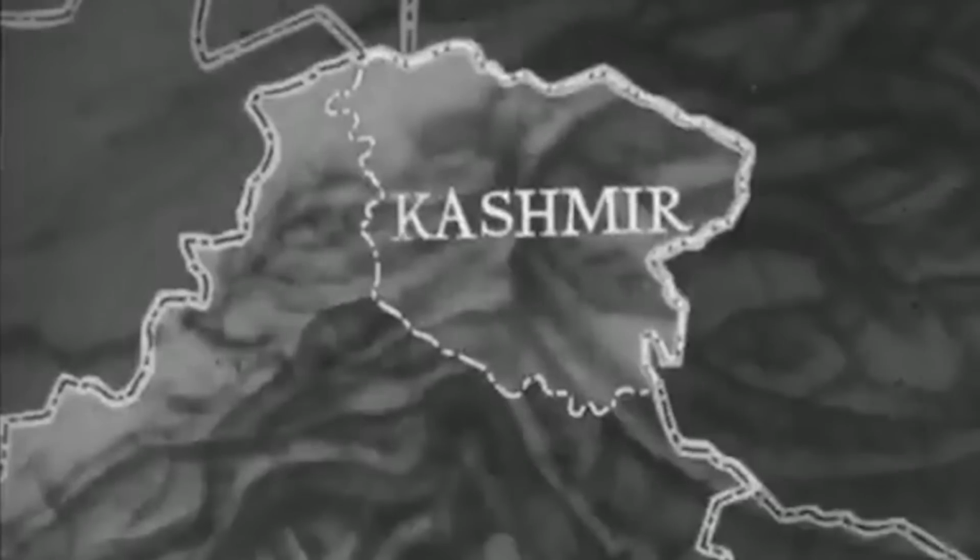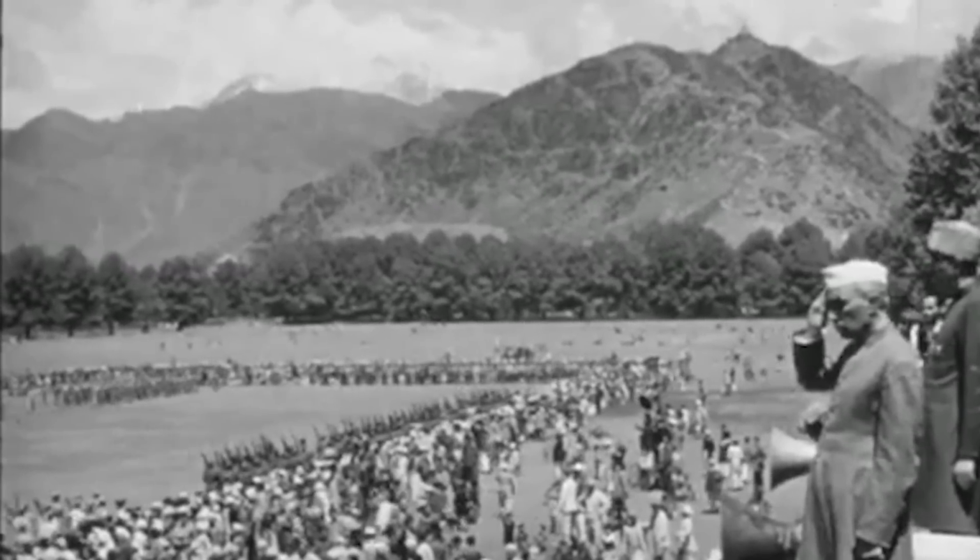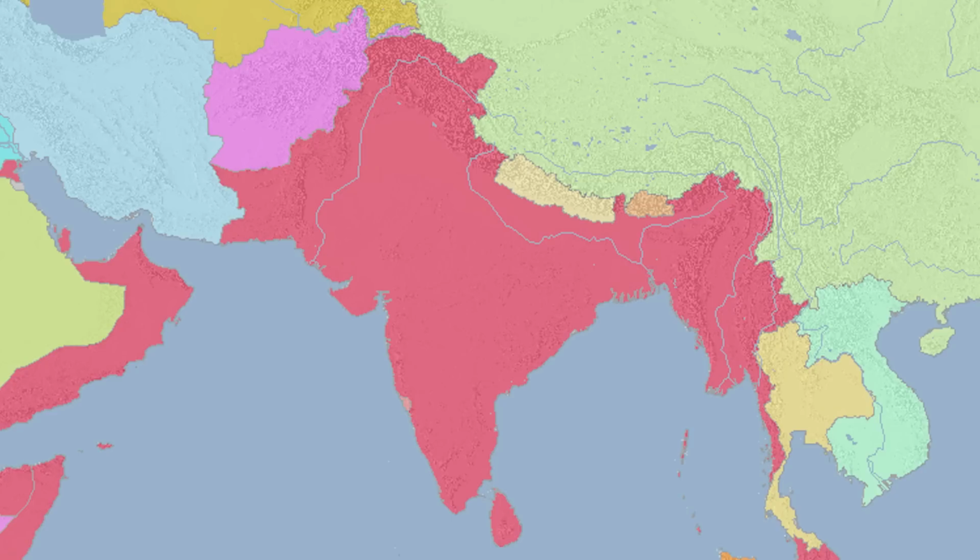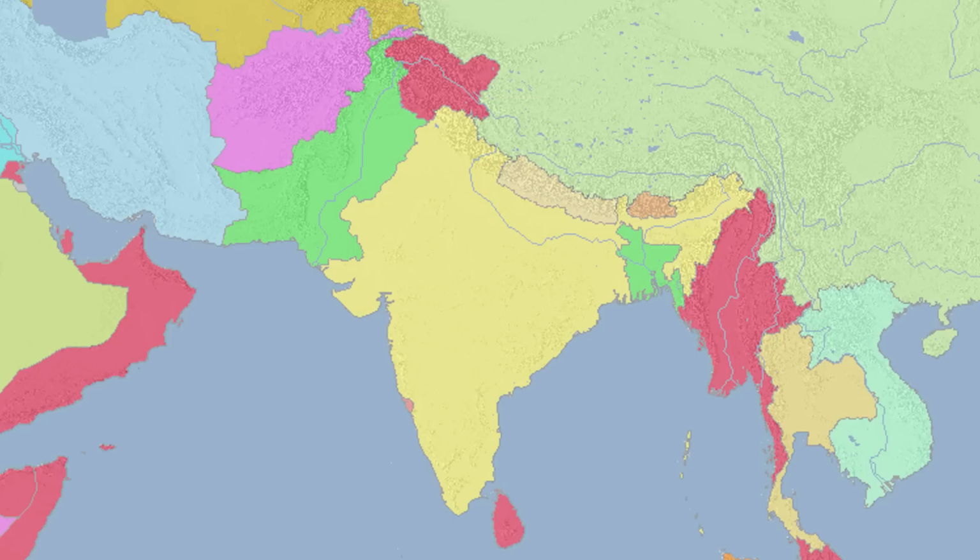Some princely states, like Kashmir, were in a precarious position, as it had a predominantly Muslim population, ruled over by a Hindu prince. Soon, war broke out over this region. With partition, the Dominion of Pakistan was created, meaning the land of the pure.